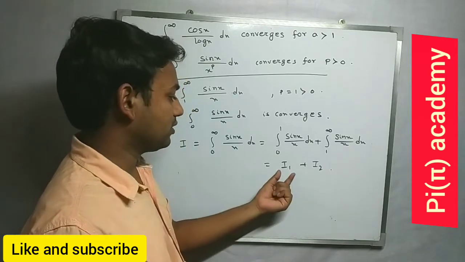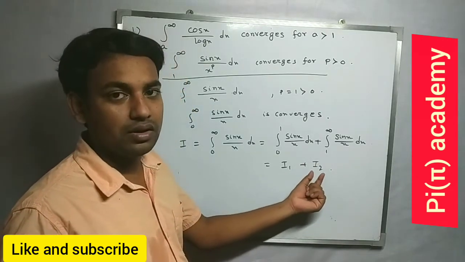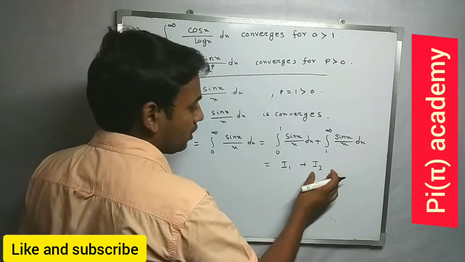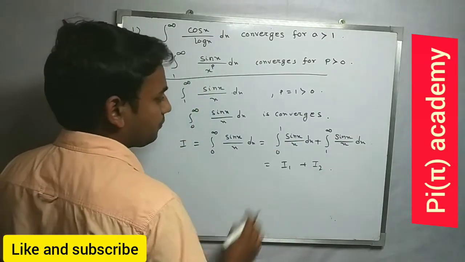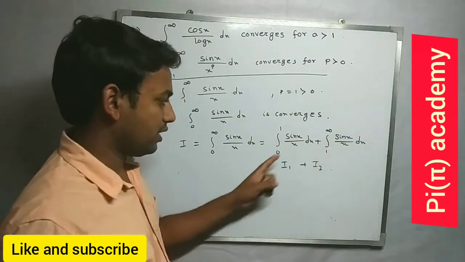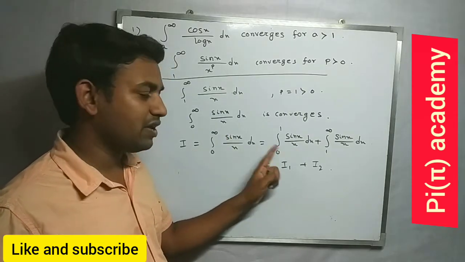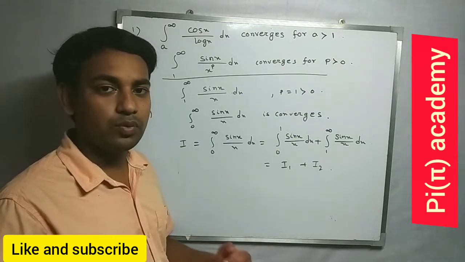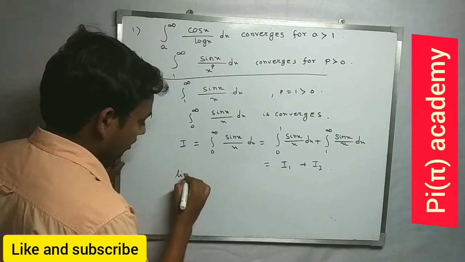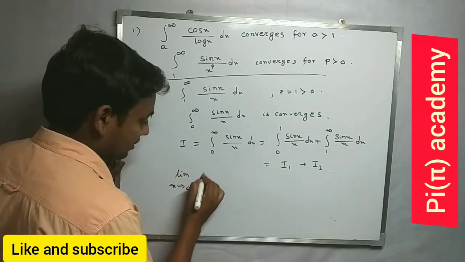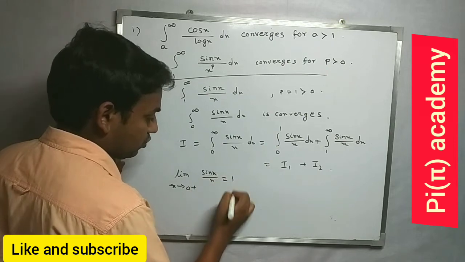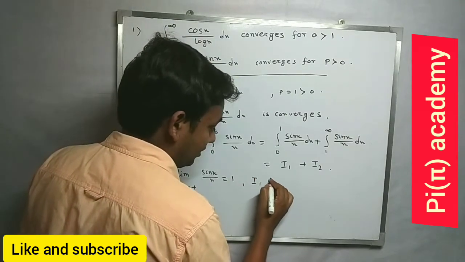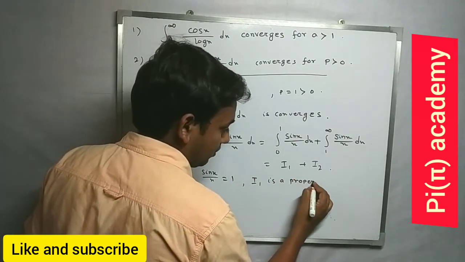First I show that I1 is a proper integral, and I2 is an improper integral, but convergent. First we show I1 is convergent, then we show I2 is convergent. Here I1 is the integral from 0 to 1 of sin x by x dx. This is not an improper integral of type 1 and also not an improper integral of type 2, since the limit as x tends to 0 plus of sin x by x is 1. Therefore it is not an improper integral. Therefore we can say I1 is a proper integral.